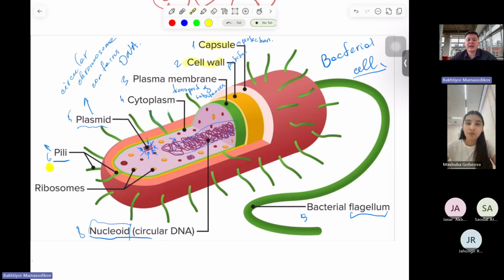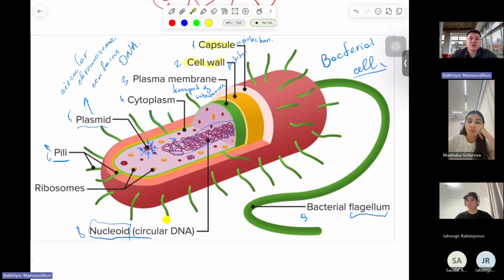Okay? Good. What's pili? Pili are hair-like structures. They have hair-like structures to stick to surfaces. For example, E. coli bacteria is going to stick on the surfaces of the intestine, and also to the urinary system. You know what's urinary system, right?